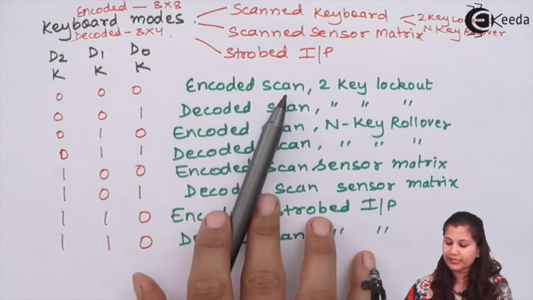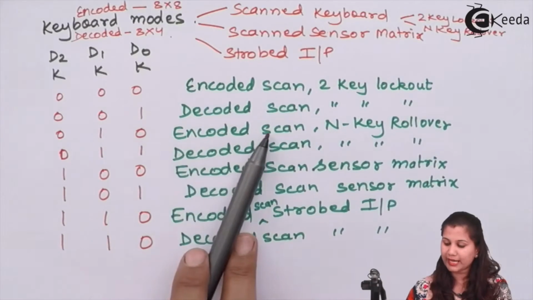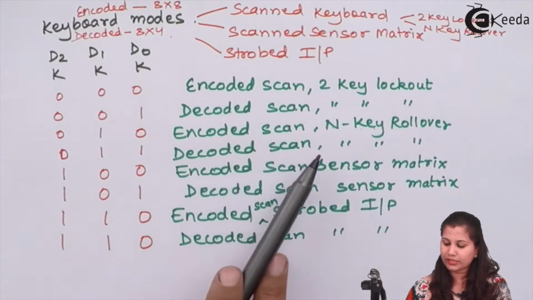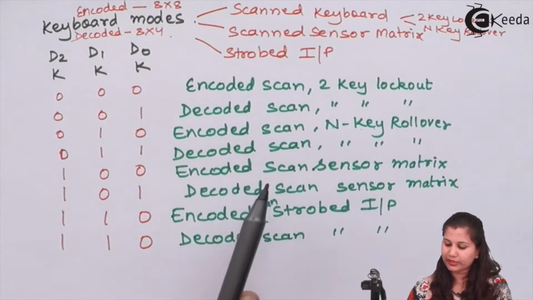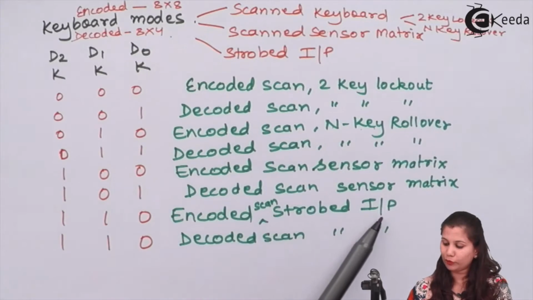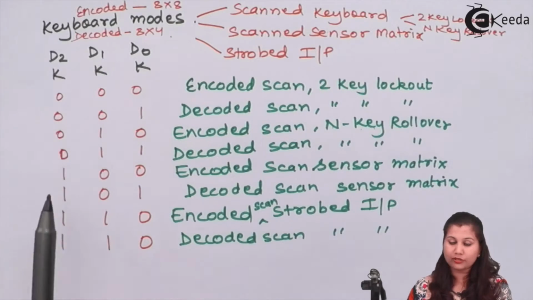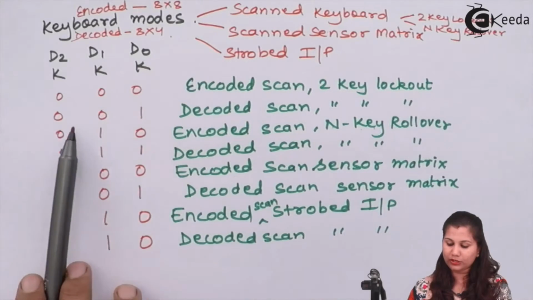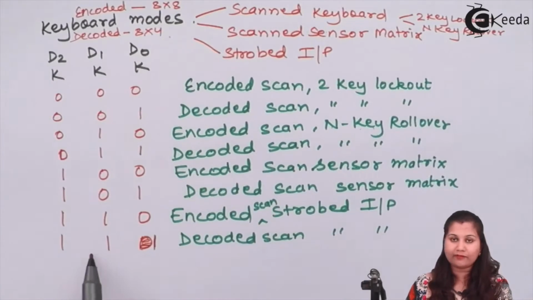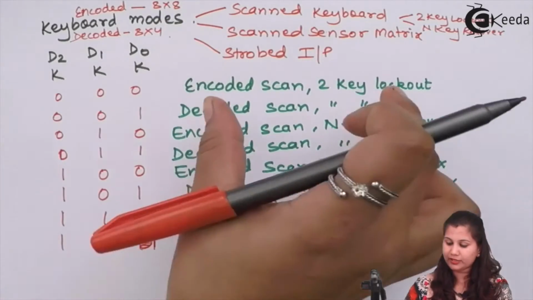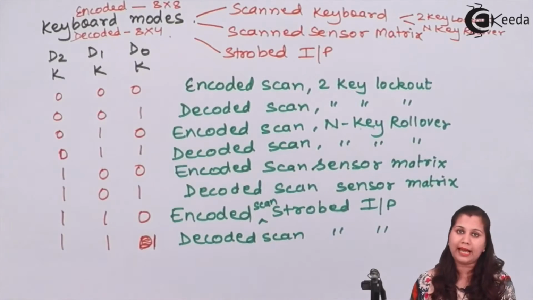So we will have encoded scan 2 key lockout, decoded scan 2 key lockout. Then we will have encoded scan N key rollover, then decoded scan N key rollover. Now for sensor matrix, we will have encoded scan and decoded scan, and then for strobed input, we will have encoded scan and decoded scan. So we have the 8 combinations 000, 001 till 111, and these combinations will decide which of the keyboard modes will be active.